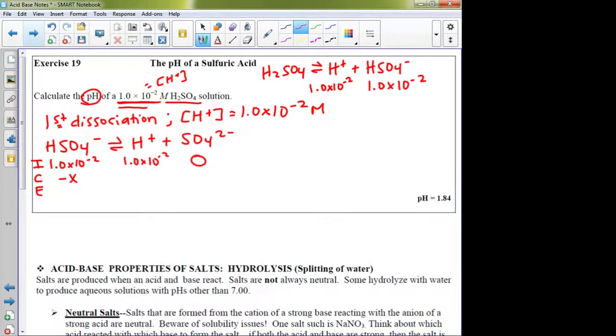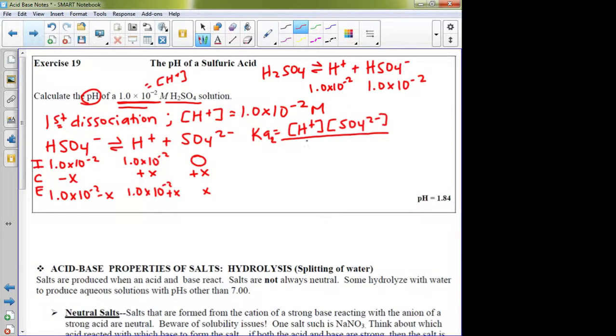So when I change, I would subtract x here, add x here, add x here. So I'd be at 1.0 times 10 to the negative 2 minus x. 1.0 times 10 to the negative 2 plus x. And x. So then I would set up my Ka. So my Ka2 would be equal to the concentration of hydrogen times my concentration of SO4 2 negative divided by my concentration of HSO4 negative.